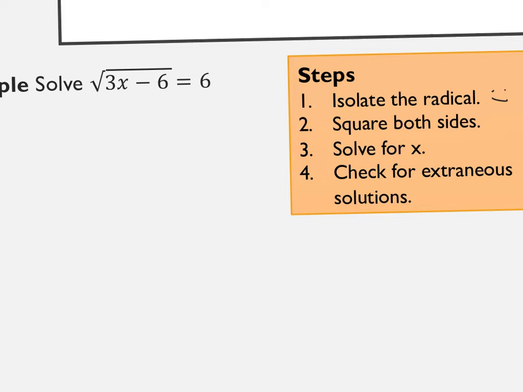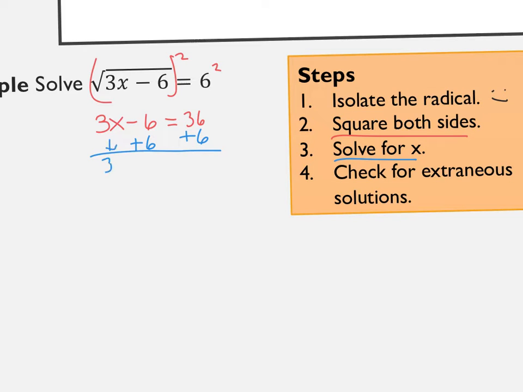So step 2 is to square both sides. So we will do as such. When we square a square root, remember the square root symbol goes away. So we're left with 3x minus 6 equals 36. If we look at our next step, we're going to solve for x. Well, we notice there's a subtract 6, so we're going to add 6 to both sides. Drop the 3x, drop your equal sign, and 36 plus 6 is 42.